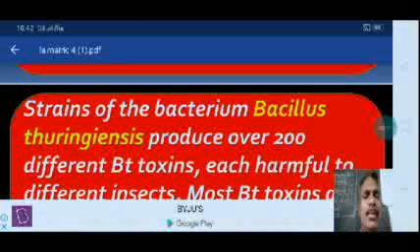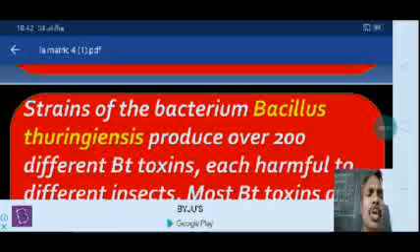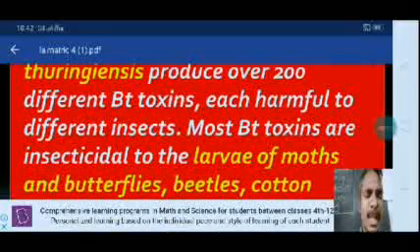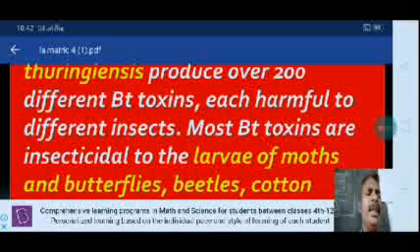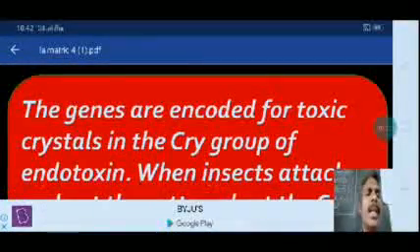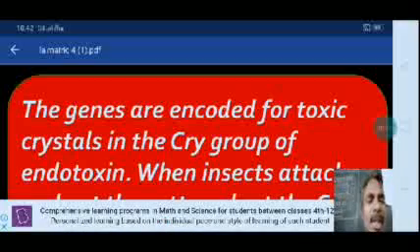Strains of the bacterium Bacillus thuringiensis produce over 200 different Bt toxins, each harmful to different insects. Most Bt toxins are insecticidal to the larvae of moths and butterflies, beetles, cotton bollworms and gadflies, but are not harmful to other forms of life. The genes encode toxin crystals in the Cry group of endotoxins.